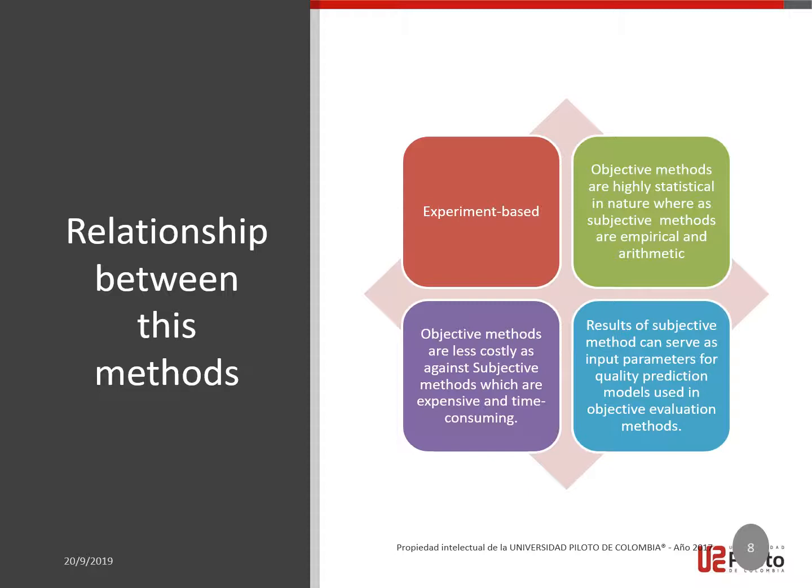And from the relationship between these methods, both evaluation methods are experimental based. Objective methods are highly statistical in nature, whereas subjective methods are empirical and arithmetic. Objective methods are less costly as against subjective methods, which are expensive and time-consuming. And finally, the results of subjective methods can serve as input parameters for quality prediction models used in objective evaluation methods. That means both of these methods help each other in practice.